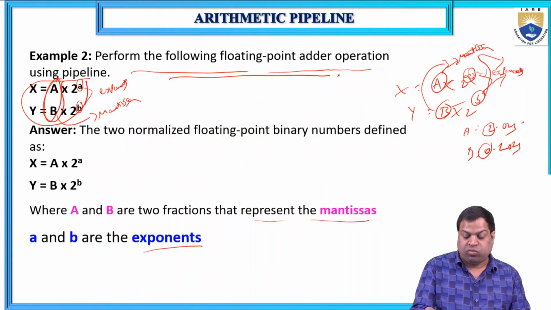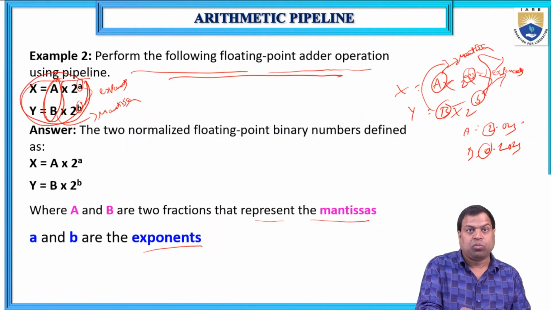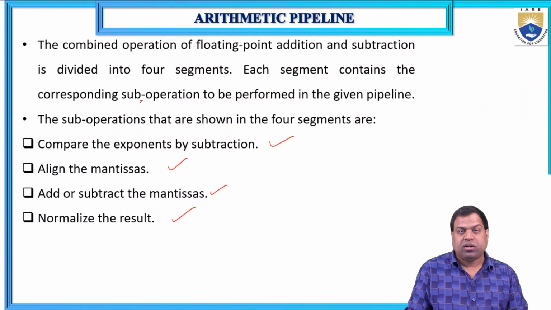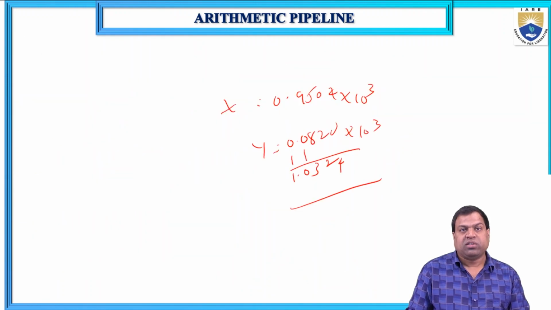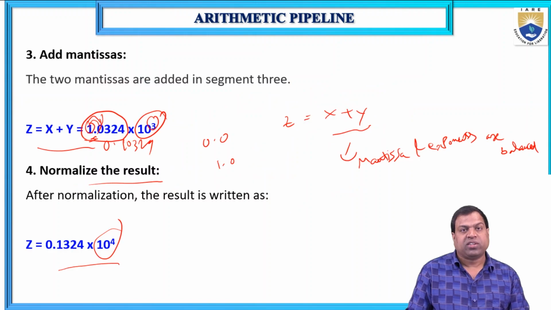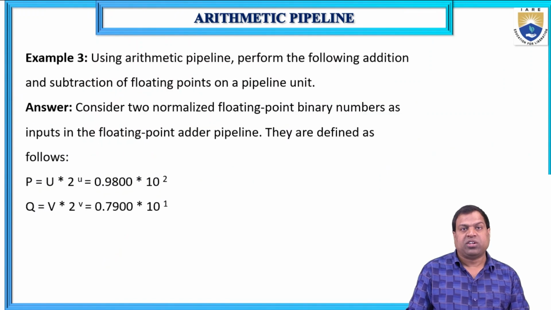So it is a floating point of x equal to a into 2 power a and y equal to b into 2 power b. So comparing the exponents by subtraction and align the Mantissa in the step 3, add Mantissa in the step 4, normalize the result.